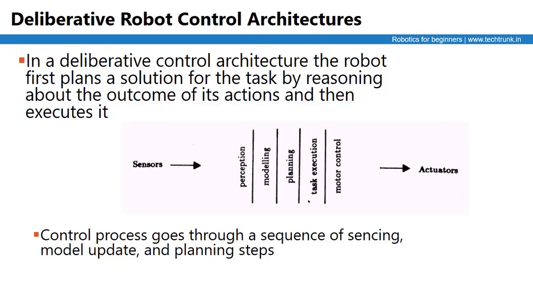The robot first tries to understand what the output will be after doing certain actions, then tries to feed them into certain sequences and then tries to execute them. The control process in a deliberative robotic control architecture goes through a sequence of sensing, model update, and planning steps. For example, the sensors give some data so the robot can perceive the environment, then it models the task, what it has to do, plans the task, and then it executes the task. And that task execution controls some motors which trigger some actuators in the robotic system. So this is the basic idea of the deliberative robot control architecture.